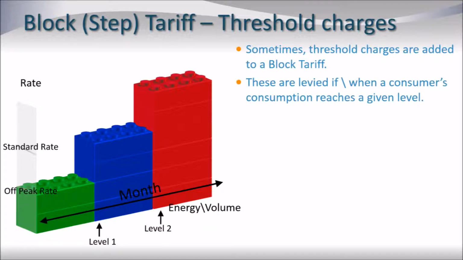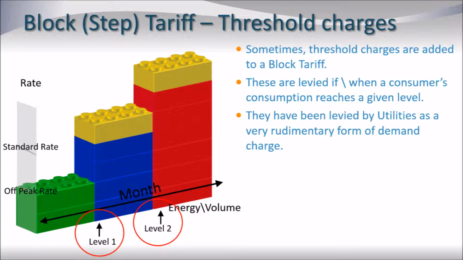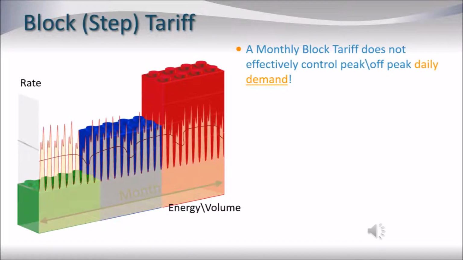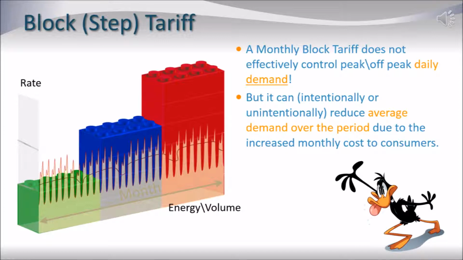Sometimes a utility will add threshold charges to a block tariff. These are levied if or when a consumer's consumption reaches a given level. They've been levied by utilities as a very rudimentary form of demand charge, but I have seen threshold charges for all sorts of things. As we can see, a monthly block tariff does not effectively control peak or off-peak daily demand because the timescales are different, but a lot of utilities mistakenly do use this tariff for this purpose. It can intentionally or unintentionally reduce the average demand over the period due to the increased monthly cost to the consumer. That's just plain old silly!